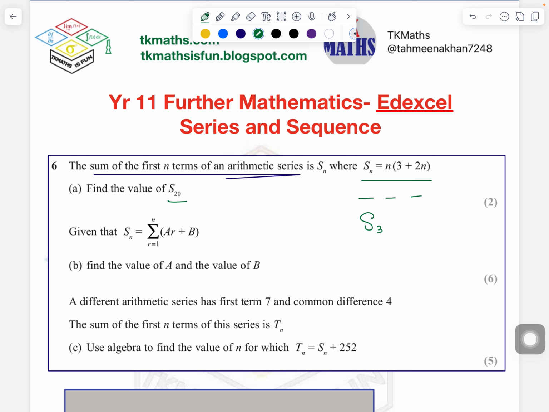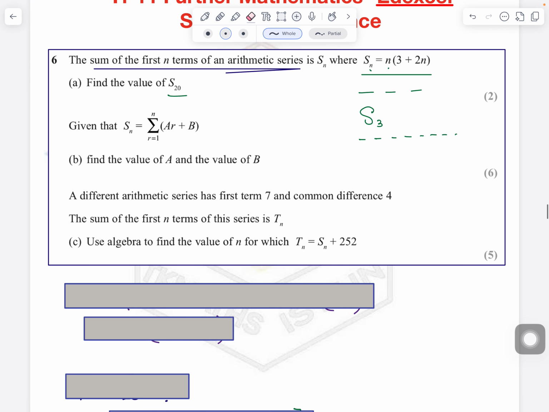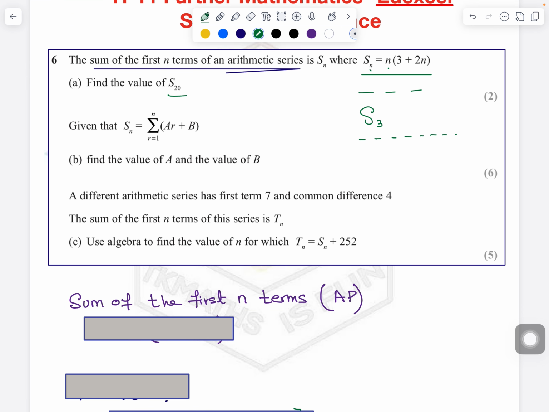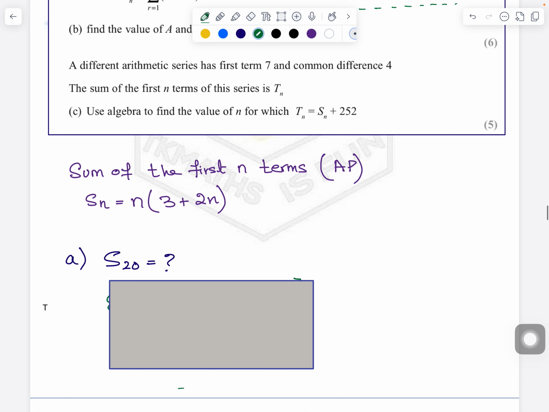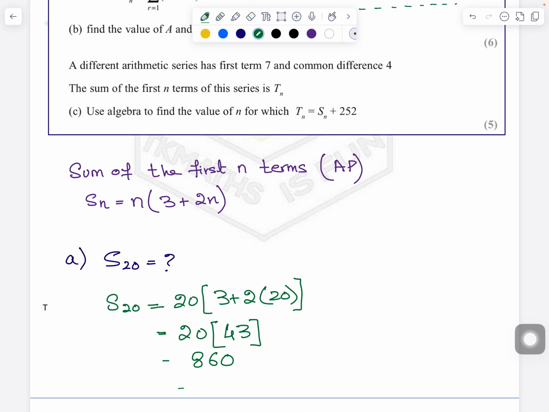So the first part of the question is saying S20. So simply in place of n, you will write down 20. It means the sum of 20 terms you will find out. Okay, so let's do that. The formula was given to us, and in place of n, I will write down 20. So I have found the value of the sum of 20 terms, which is equal to 860.